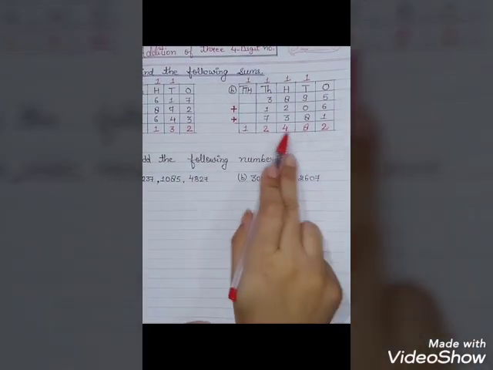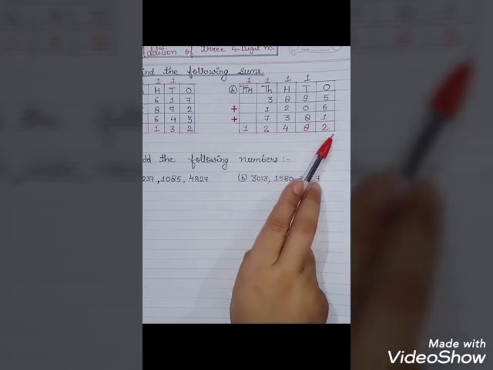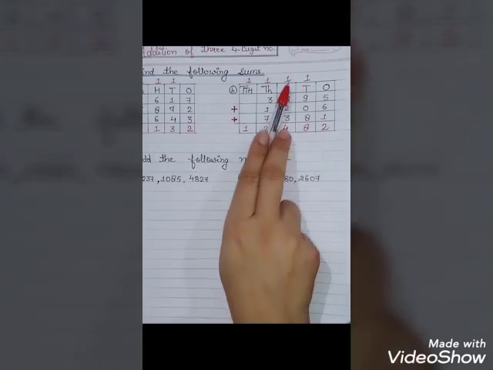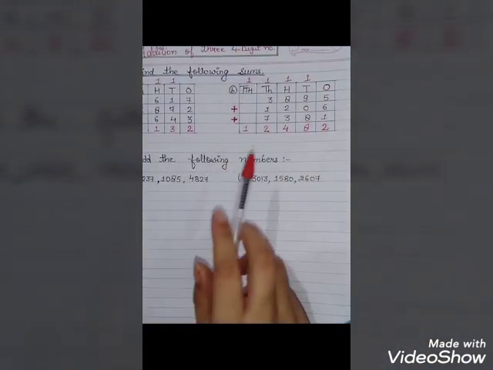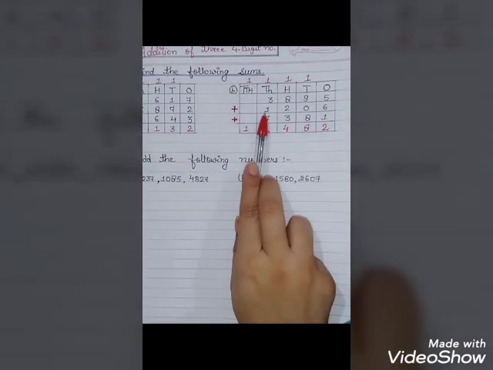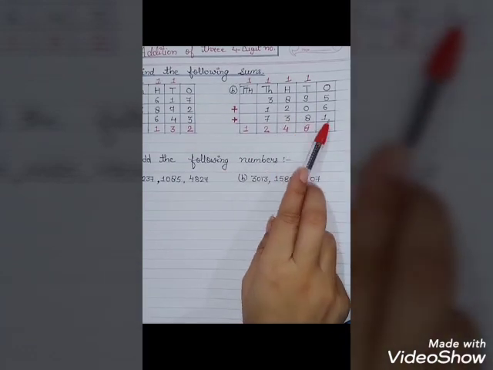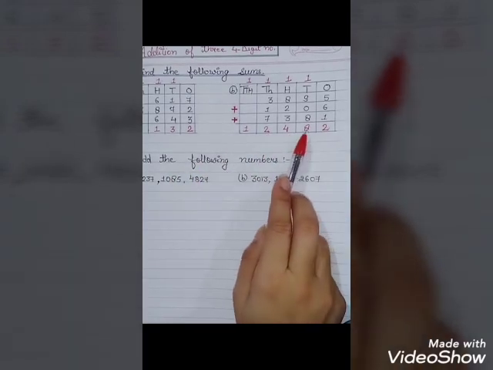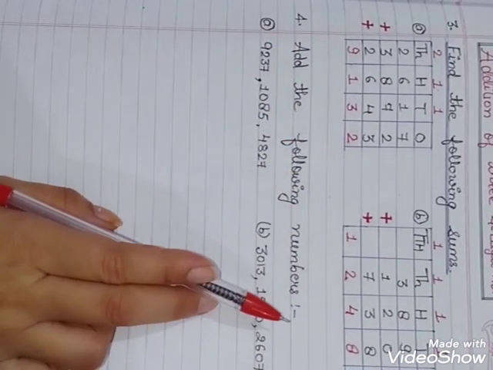So we get our answer here, 12,482. 1 ten thousand, 2 thousands, 4 hundreds, 8 tens and 2 ones. So if we add 3,895 plus 1,206 plus 7,381, we get the answer 12,482.